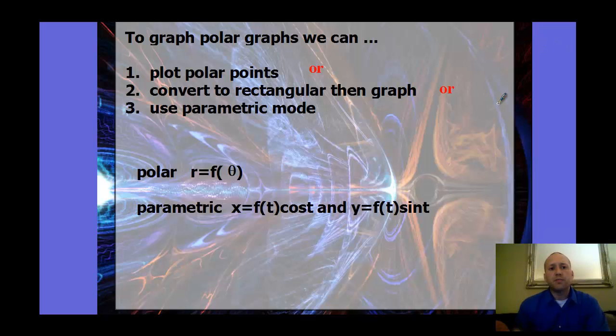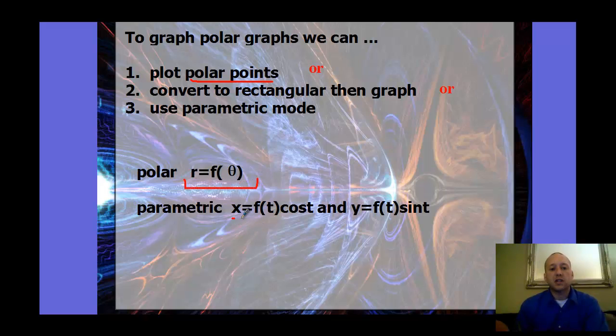To graph polar graphs, we can do one of three things. We can plot the polar points, and that's the method I'm going to go over in class. We can convert to a rectangular graph, which isn't used a ton, or use parametric, which brings in the horizontal and vertical components of the polar graph. We're going to be using this method here, r equals f of theta.